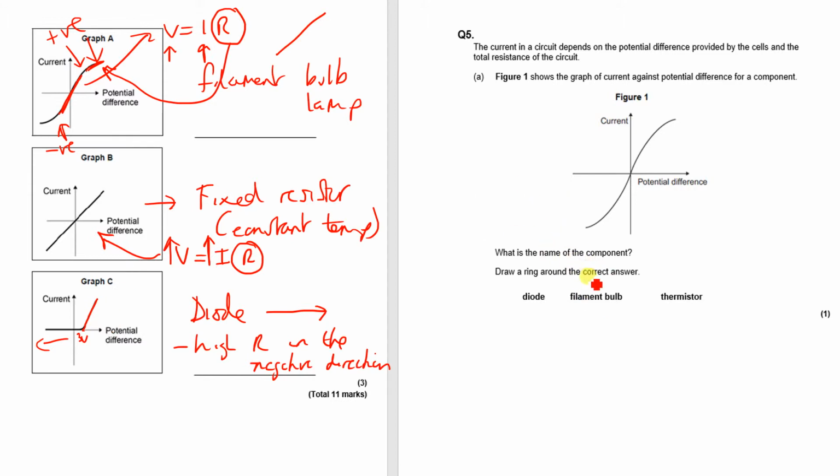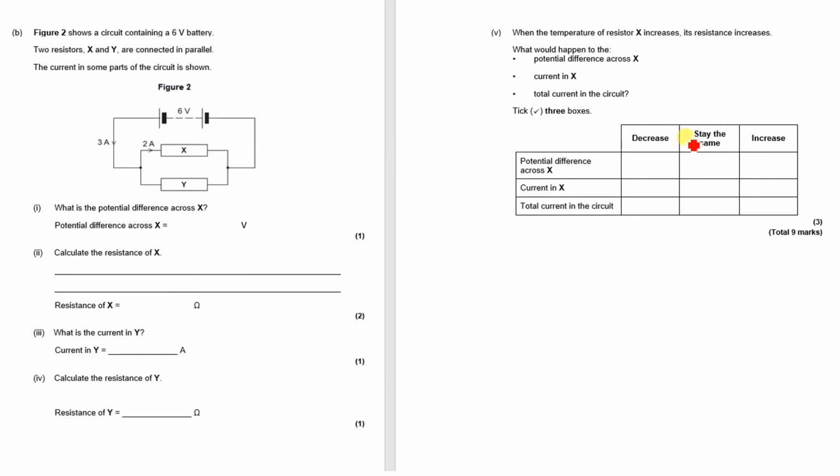Again, I've put this question on there so we keep getting the same one, so we're used to it. What is the name of this component? It is a filament bulb, and it does not obey Ohm's law when we get a curve. That is because of the temperature rise and the collisions in the filament wire caused by high resistance.